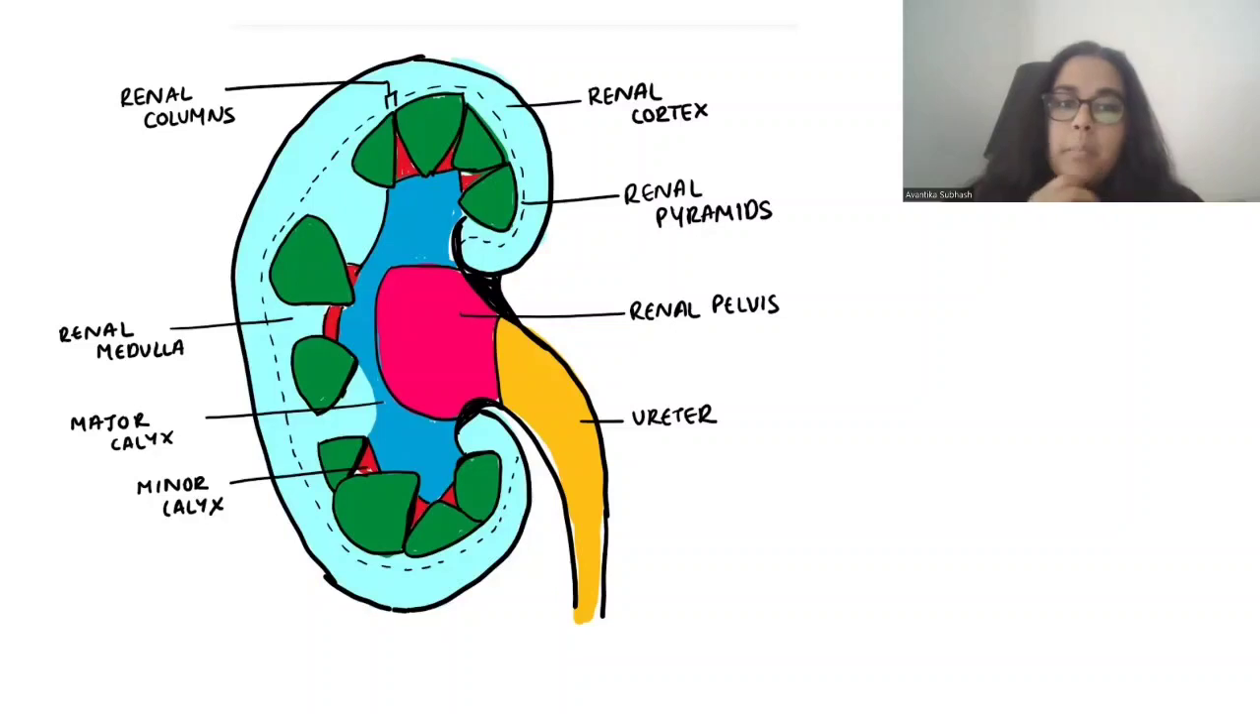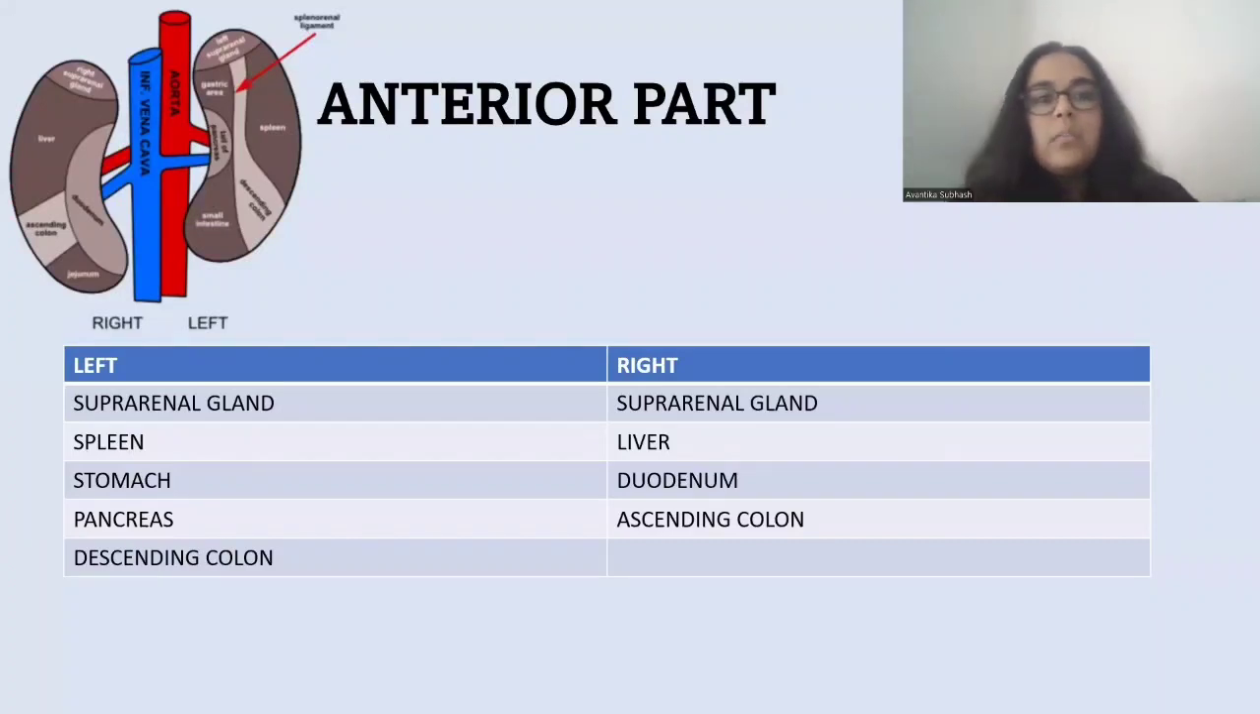Now, a little lower to your renal pyramids is your minor calyx, which then extends to this blue region called your major calyx. From the major calyx, you can see this pink region called your renal pelvis. And this is more like a cavity that holds the urine that is collected from the kidney. And then it connects to this yellow region, which is our ureter, which then takes it to the rest of your urinary system.